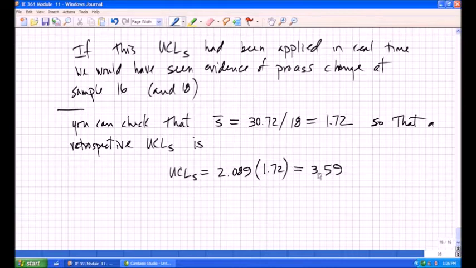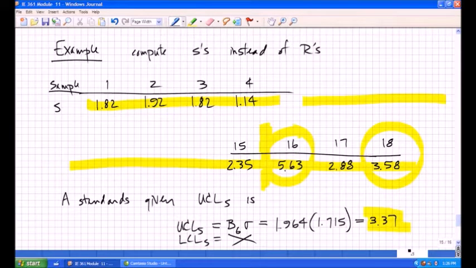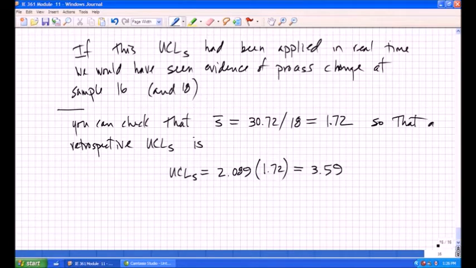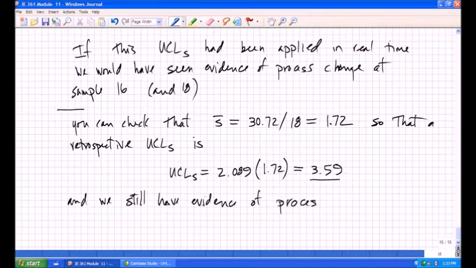And if I go back and apply that to these sample standard deviations, I continue to see that sample 16 plots outside of that limit. So a retrospective upper control limit is this, and we still have evidence of process instability. In the Deming data, or the Deming drama data.